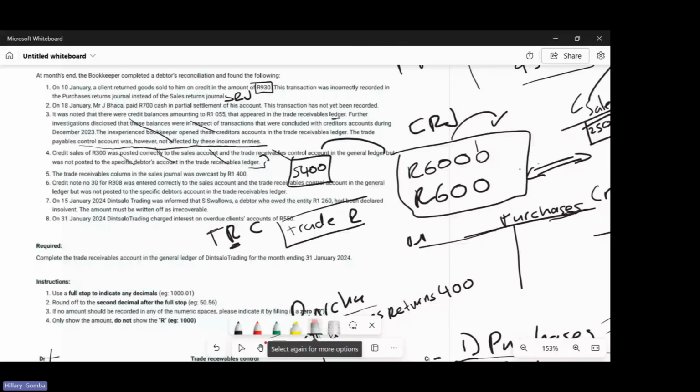Okay, I was saying that the reason they don't show the sales journal is because they gave you credit sales, and you know that credit sales are recorded in the sales journal. Do you understand?